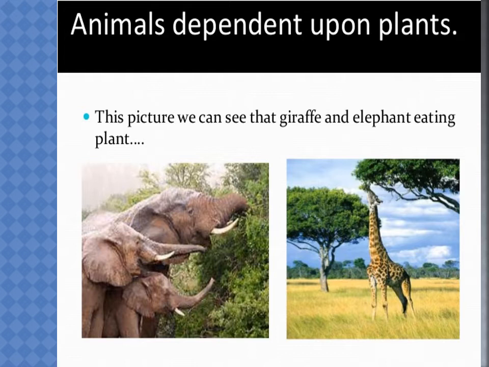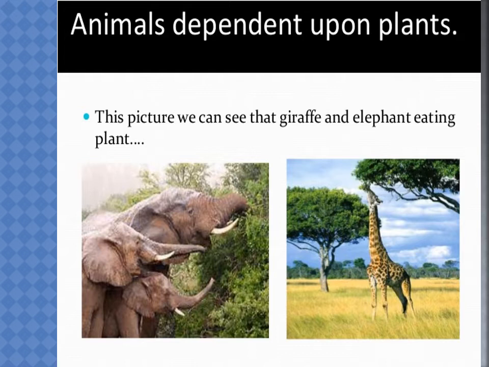Animals, being heterotrophs, cannot prepare their own food. Plants only prepare their own food. Animals are heterotrophs. Heterotroph means taking food from the plant, not preparing its own food. Animals depend upon plants, whether directly or indirectly, for food. Directly taking, otherwise indirectly taking. These are heterotrophs.